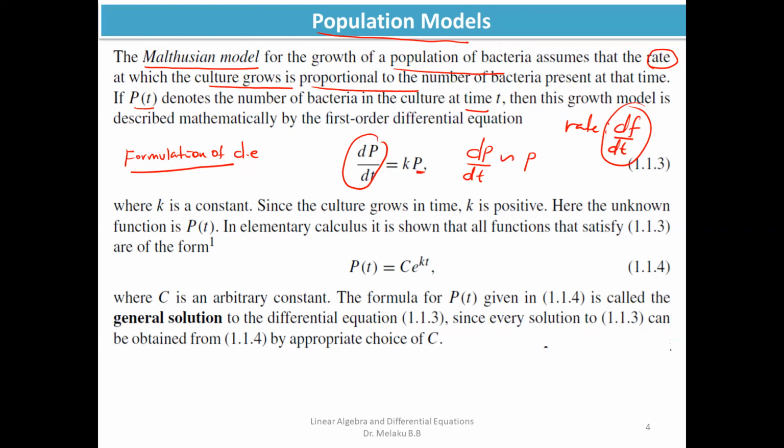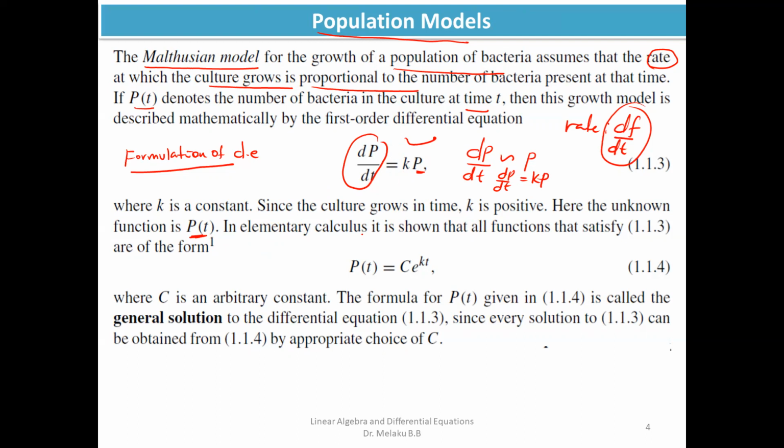In order to avoid the proportionality symbol, we can write dP by dt equal to some constant times P. That's why we are coming here. Where k is a constant, since the culture grows in time, k is positive. Here, the unknown function is simply P of t, that is the number of bacteria at time t.